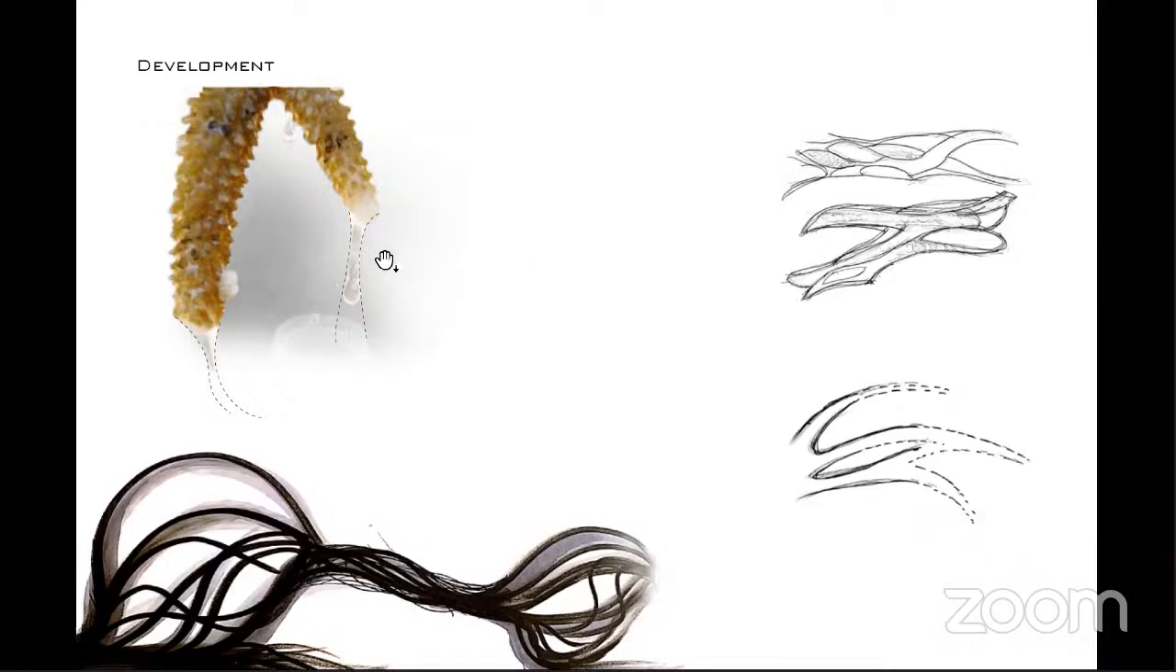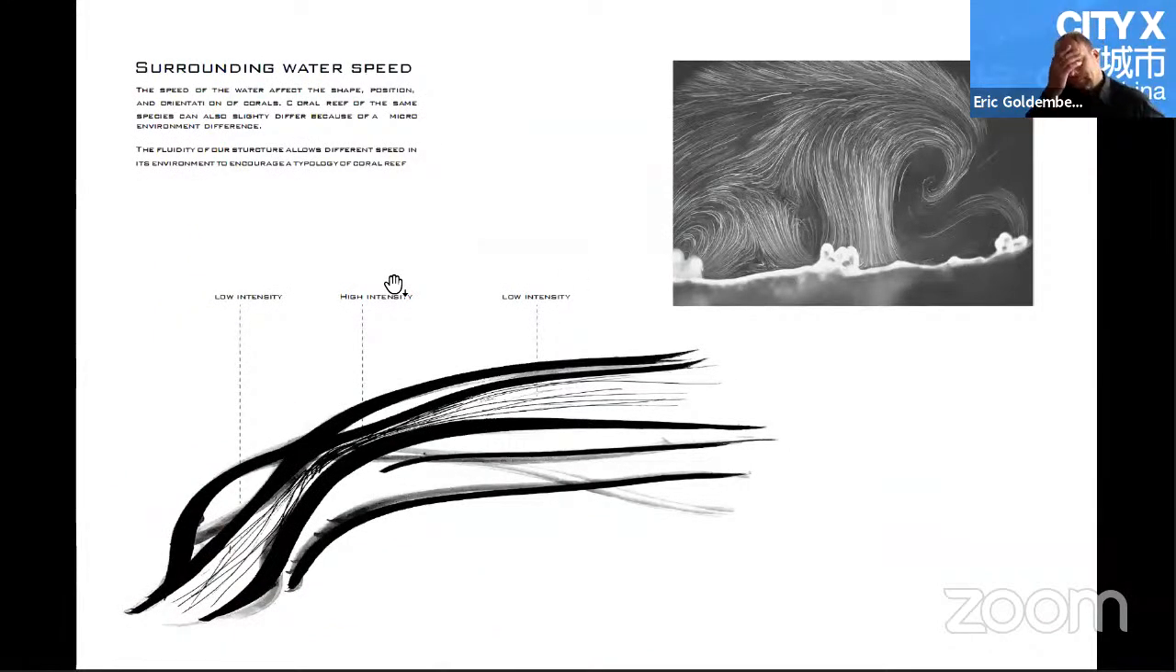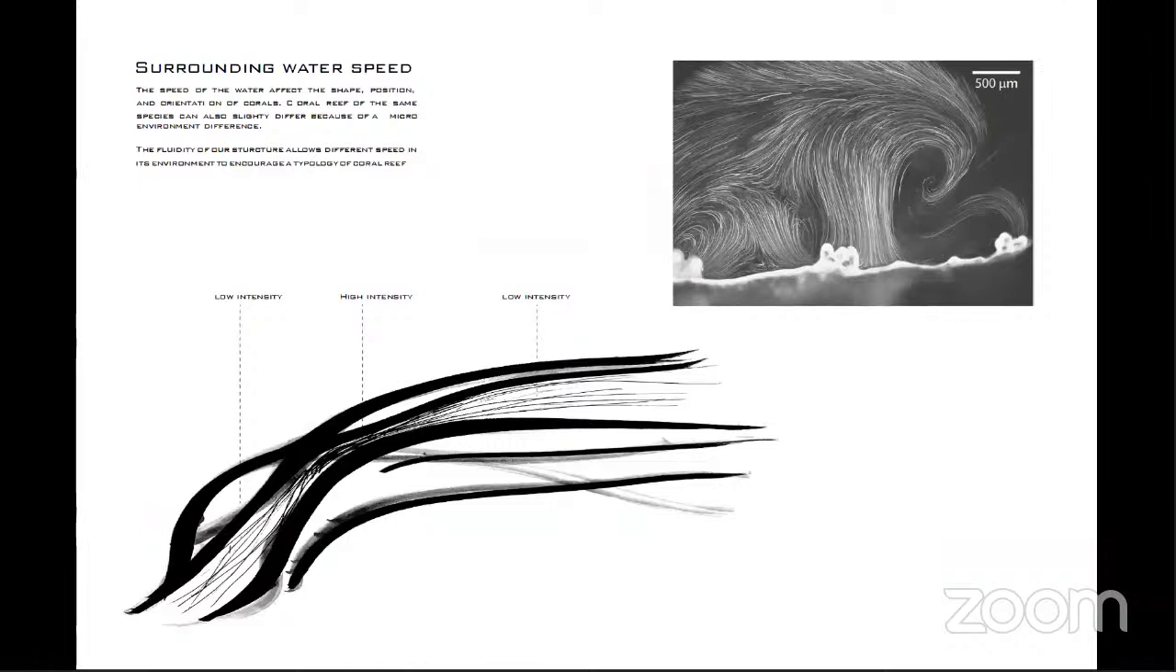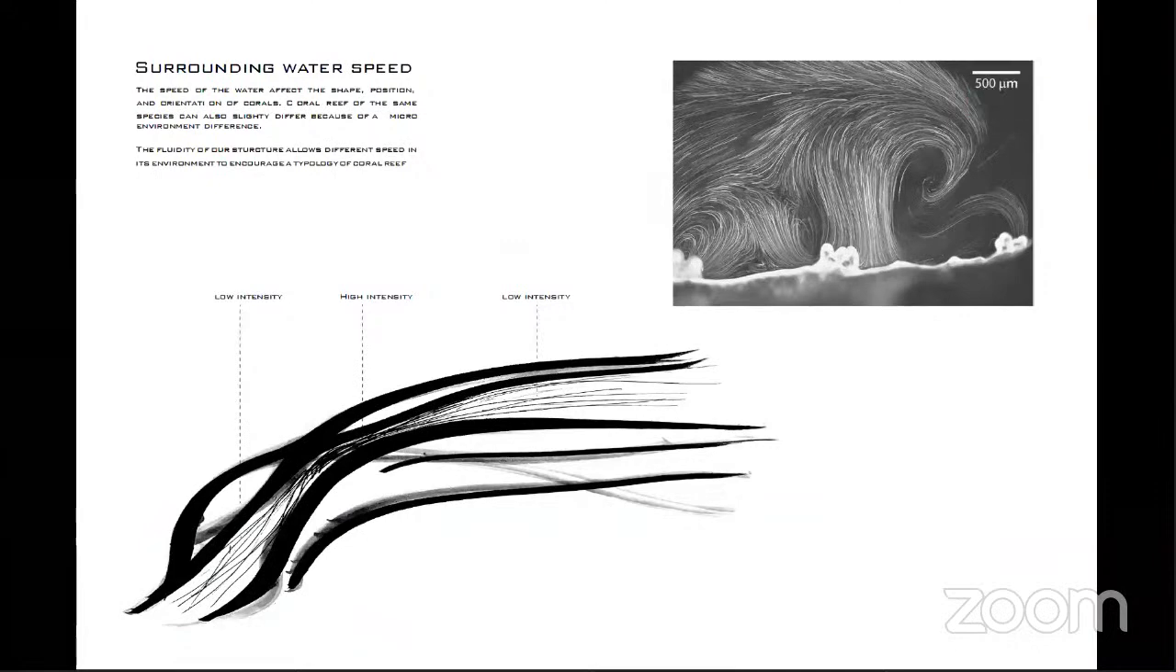So with this in mind, we were able to understand that we have to create some type of maze system that will allow coral reef mucus to share nutrients to different corals. We also look at the surrounding water speed. It was important that on a micro scale there be different water speeds to allow the nutrients stored in the mucus to travel to different coral reefs.